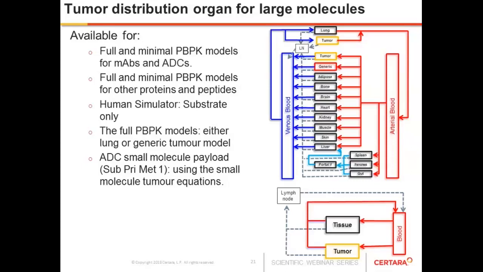So the tumour distribution model for large molecules is available only for the substrate at the moment. And also, if you're modelling an antibody-drug conjugate, we're able to model the formation of the payload within the tumour and the distribution of the payload that forms in the tumour using the small molecule model for the tumour that I've already described, and specifically accounting for the release of any drug in the tumour through target internalization and the TMDD mechanism, or through deconjugation, for example, within the tumour.